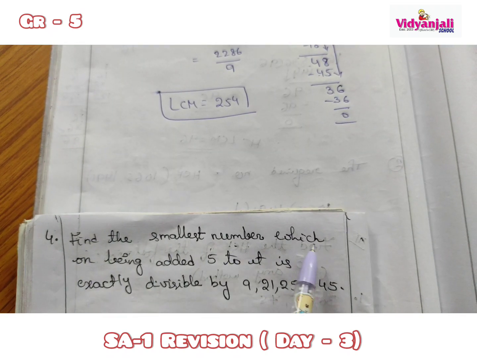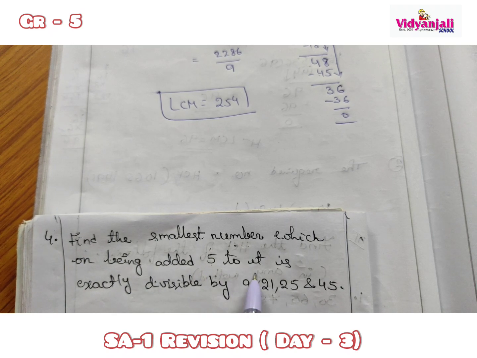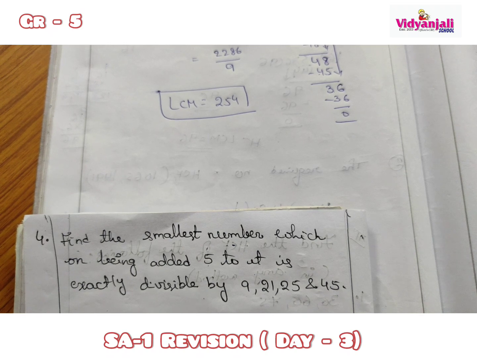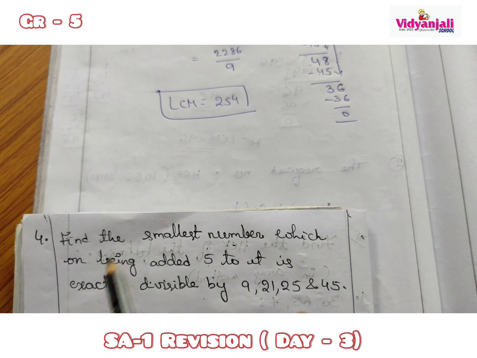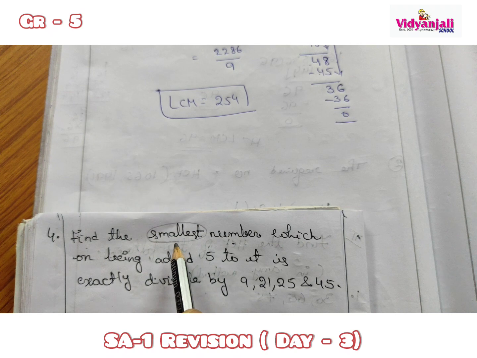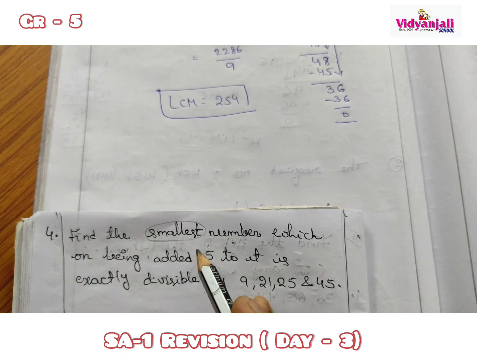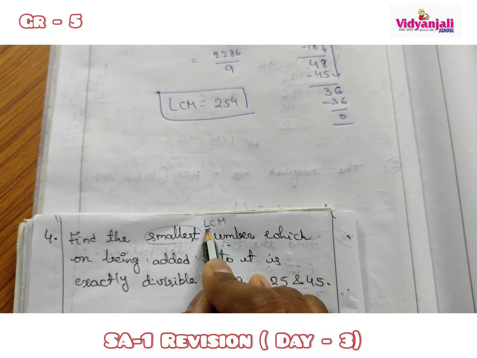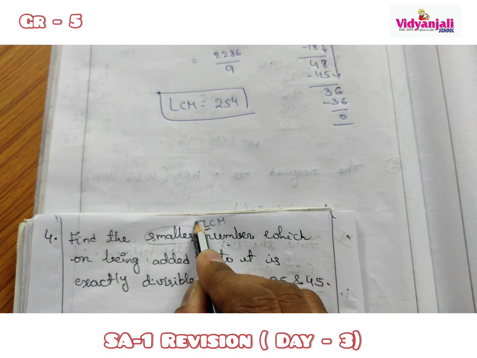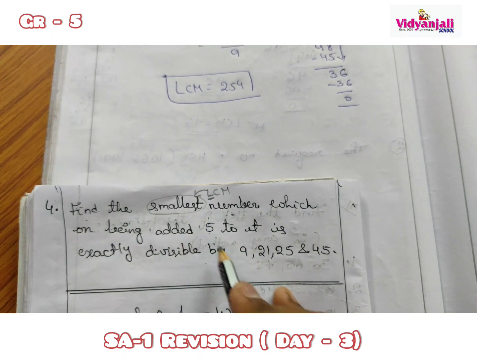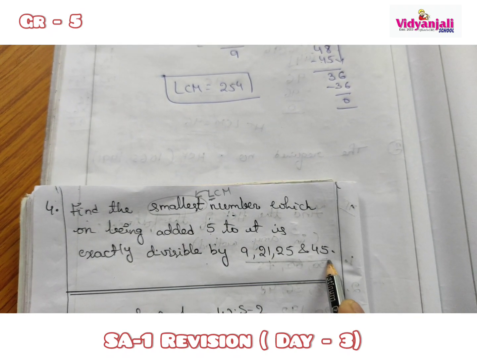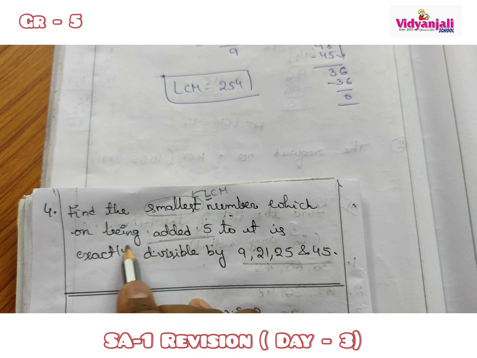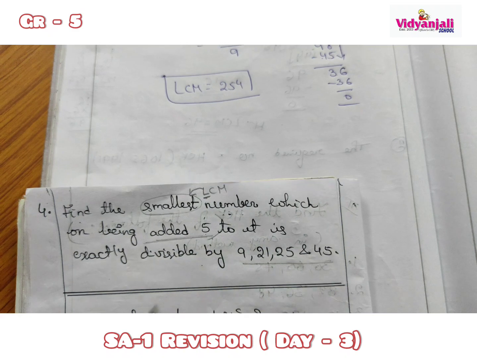Find the smallest number which, on being added 5 to it, is exactly divisible by 9, 21, 25 and 45. Can you identify what's the keyword here? The smallest. When we have keywords like smallest, least, small, we have to find LCM, because in LCM also L stands for least, right? So it's a similar word to smallest. So first we have to find the LCM of these numbers, then I'll detail what we have to do when we have this extra sentence. Okay.